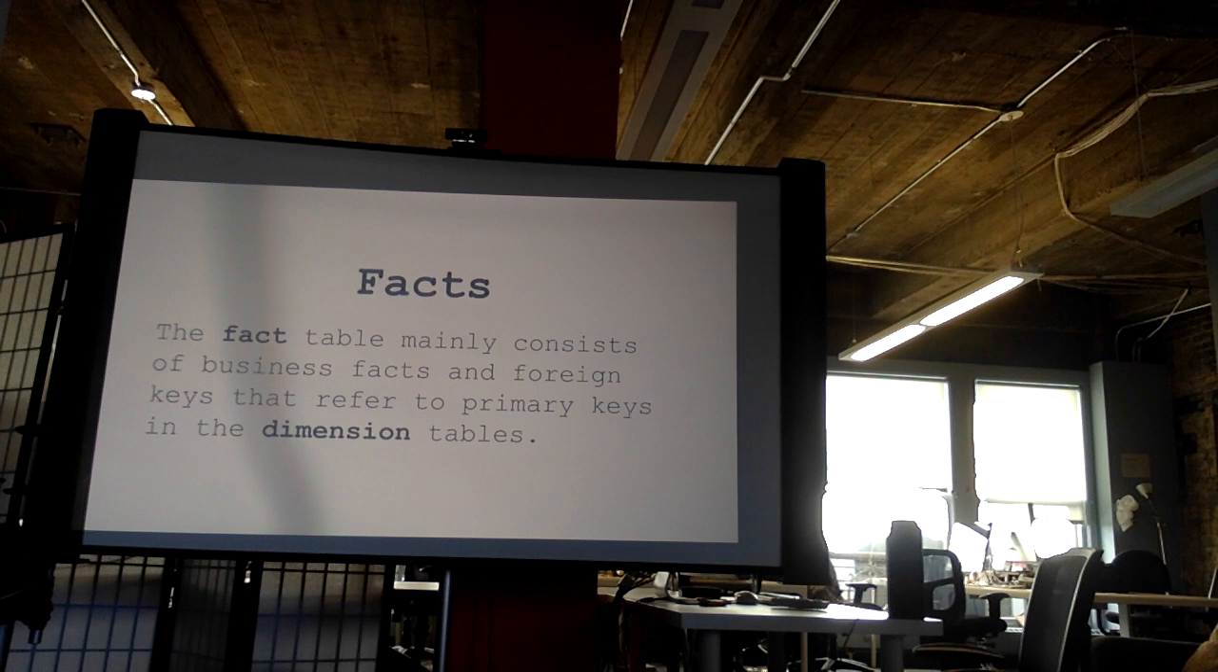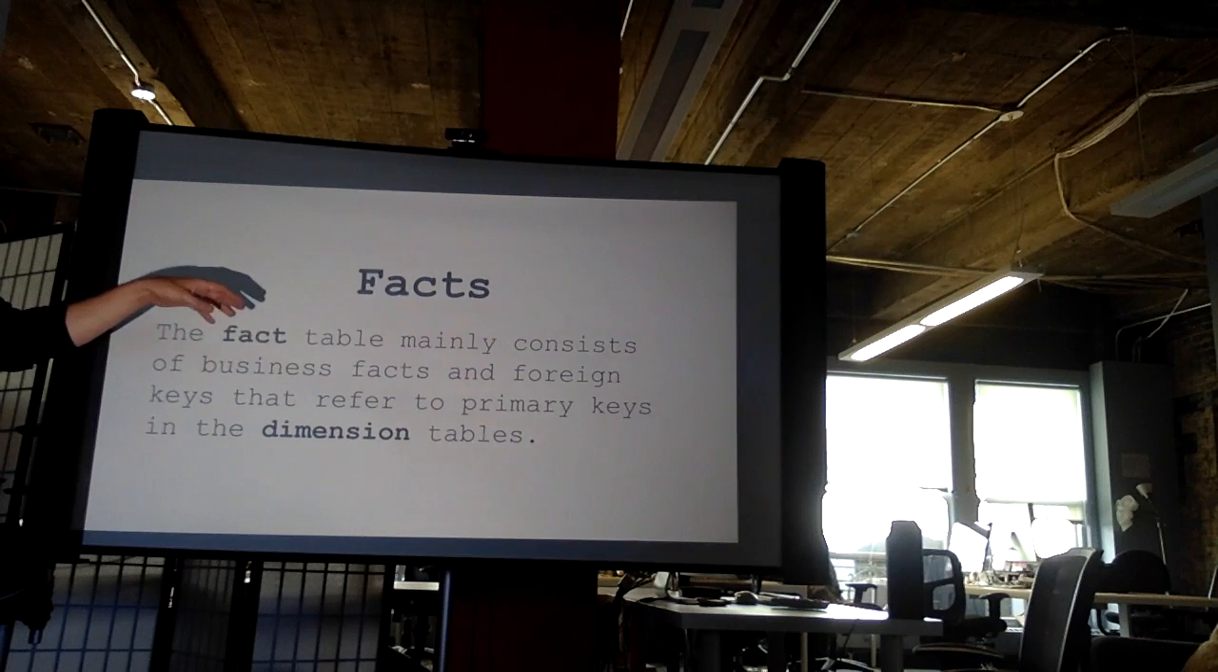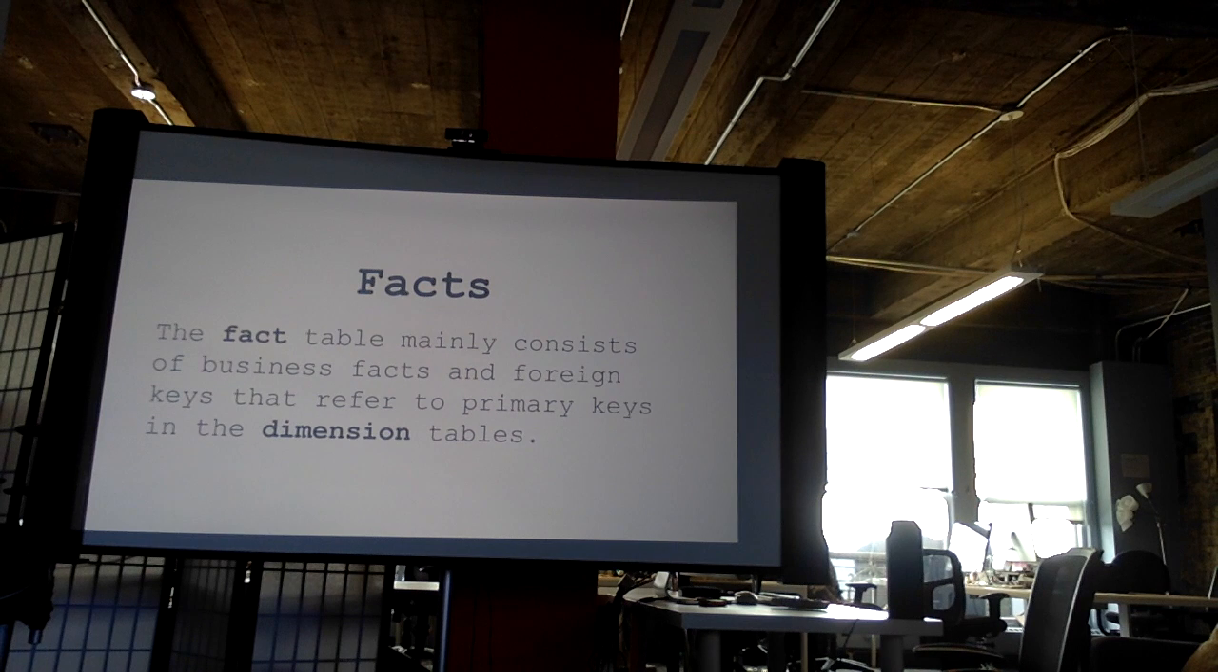Well, I'll explain. Facts is a table that mainly consists of business facts and foreign keys that refer to primary keys in the dimension table. So basically, this just means fact tables are mostly just a collection of dimensions, and they usually describe a business process. So they describe an event. And events are just an assembly of these dimensions that are things that have things happen to them. So, for example, let me get ahead of myself.